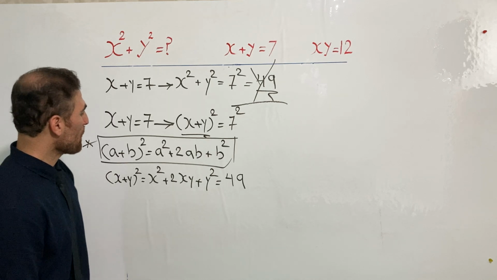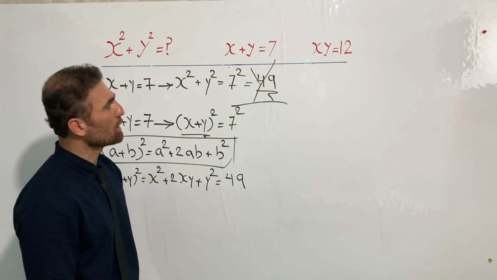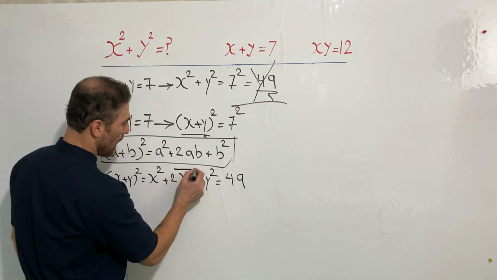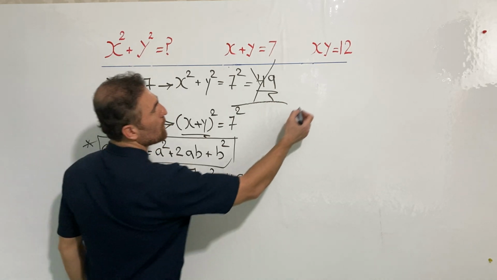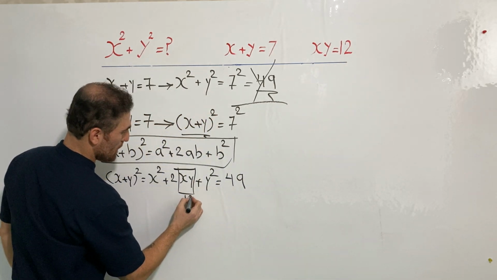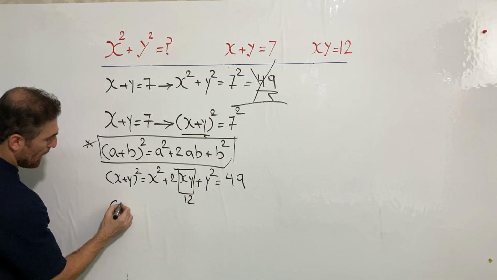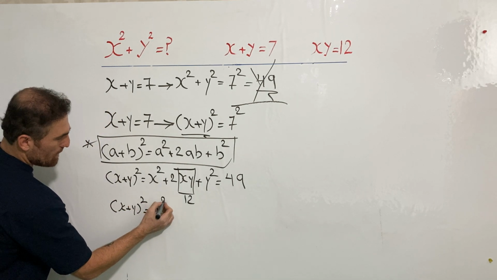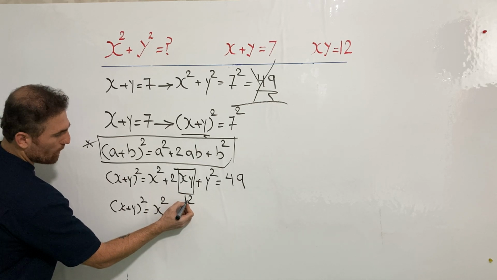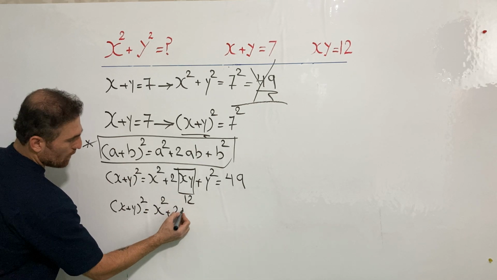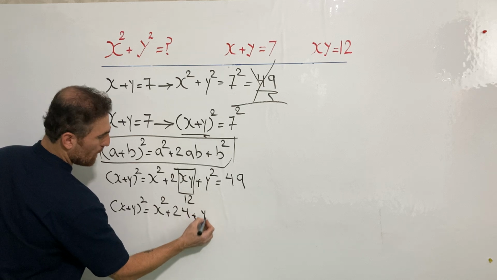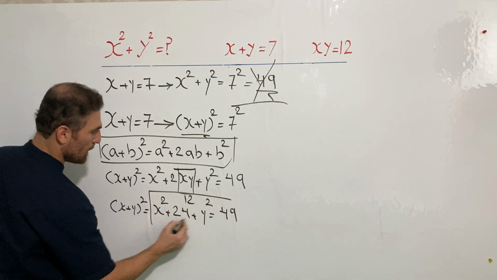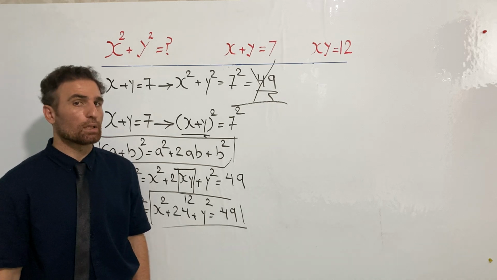Now I'm going to use another important piece of information in the question that says xy equals 12. So I can replace xy with 12. So it's going to be x squared plus 2 times 12, which is 24, plus y squared equals 49. Let's keep it here. Until here we did it well.